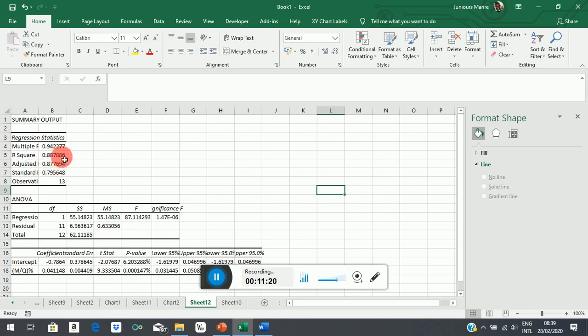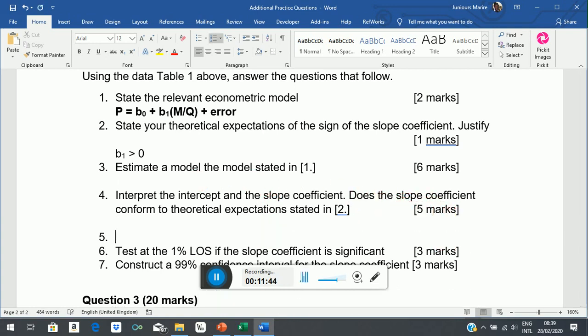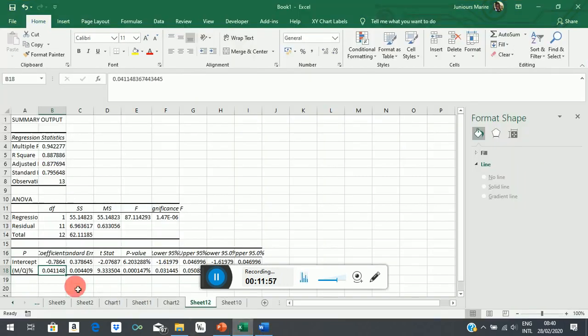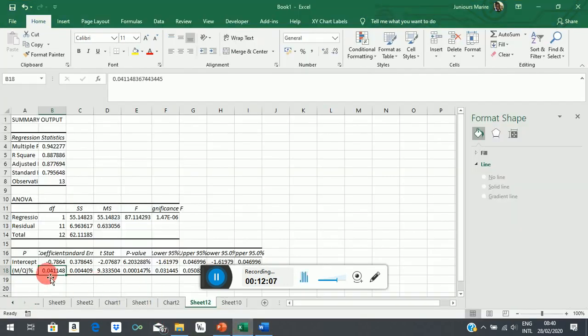So your R squared there is about 0.887. That means about 88.8% of the variations in the price level are actually explained by changes in money supply, which seems to agree with our theory. Now, we have estimated, you are to interpret the intercept for you here. The slope coefficient is the most important one, right? First of all, we can see that it conforms to theory. It is positive, and we had said that we expect this slope coefficient to be positive, and indeed we found it to be positive here.